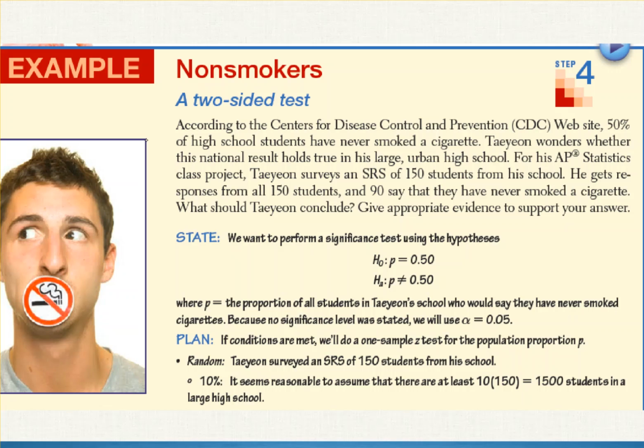So again, let's state the problem. We want to perform a significance test using the hypotheses. The null hypothesis is that p is equal to 0.5, and our alternative hypothesis is that it's not equal to 0.5.